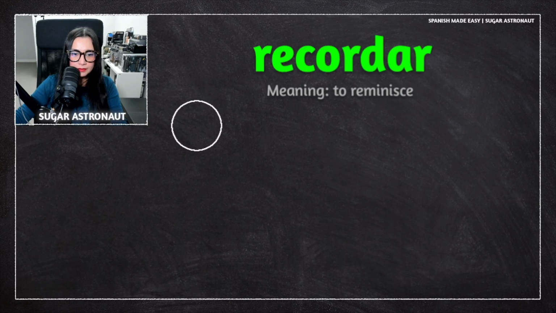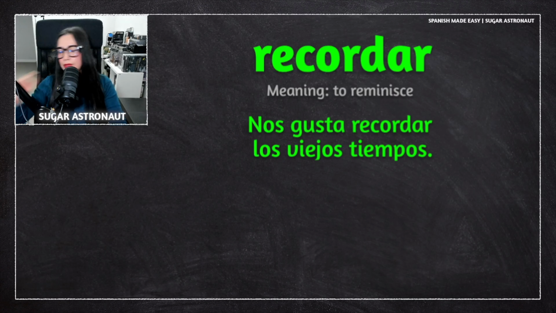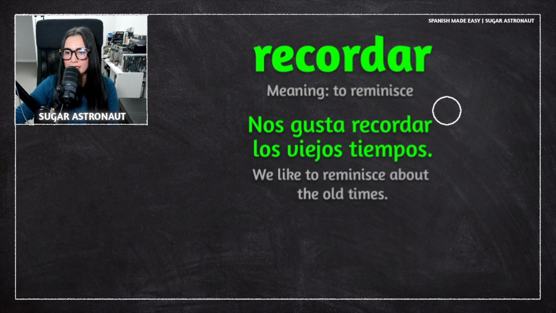So let's look at some examples. Nos gusta recordar los viejos tiempos. This means we like to reminisce about the old times. So you're just talking about old times. Maybe you liked the past, maybe you don't, but you're just talking about that, right?